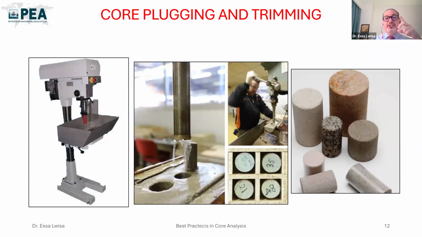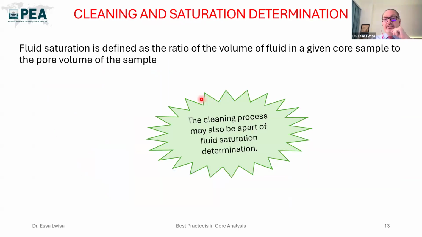Sometimes after trimming we do fine trimming, so the end surface will be crystal clear, and very close to a right angle cylindrical shape. The next one, as you remember, is cleaning. Cleaning the sample. What do we use to clean the sample? We use the Soxhlet method. Usually, or most likely, we use the Soxhlet apparatus.